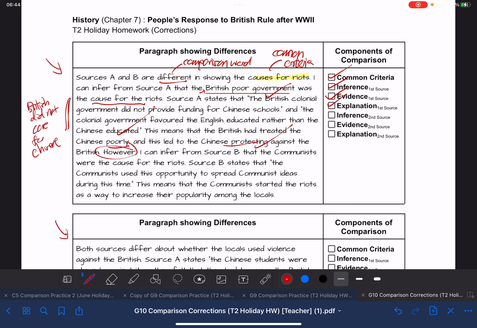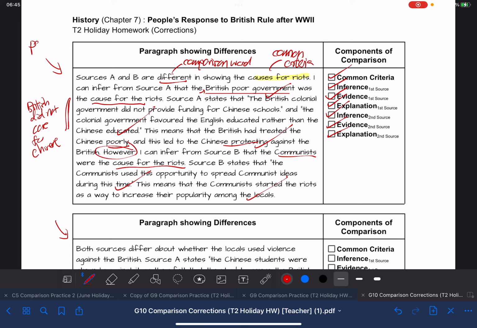However, I like this connecting word. However, I can infer from source B that the communists were the cause for the riots. So this is your inference. Remember, if you read back the background information and you recall what you studied in the content, the communists were considered by the British to be people who wanted to just overthrow them, or using violence for no good reason. Source B says that the communists use this as an opportunity to spread communist ideas during this time. This is a good evidence. It tells me some role that the communists played in the riots. This means that the communists started the riots as a way to increase their popularity among the locals. That's a good explanation.